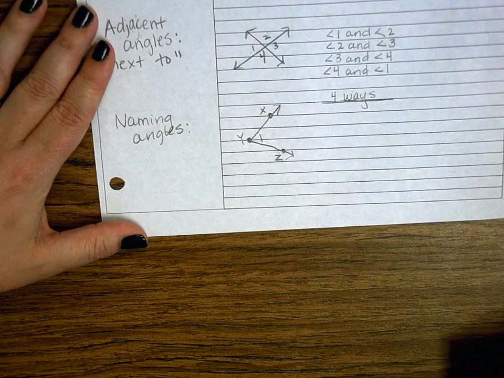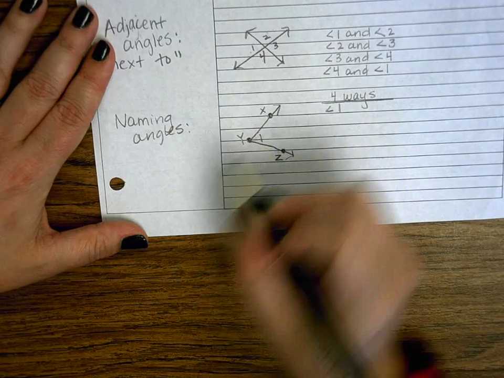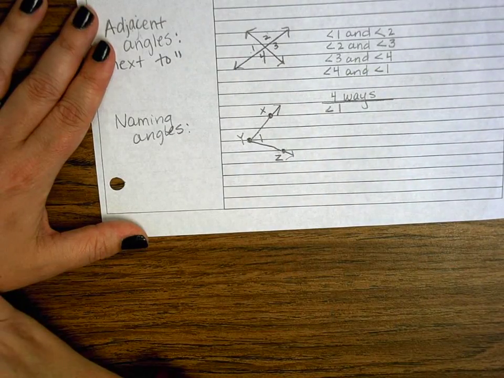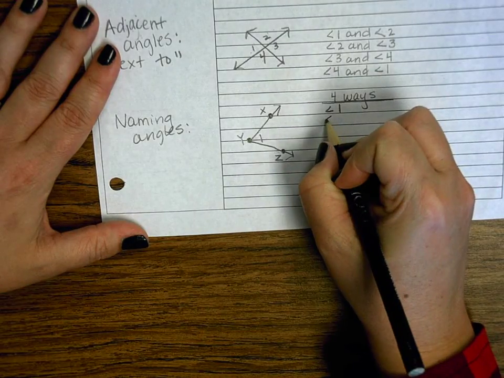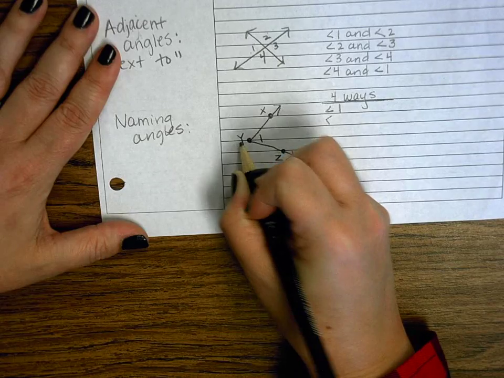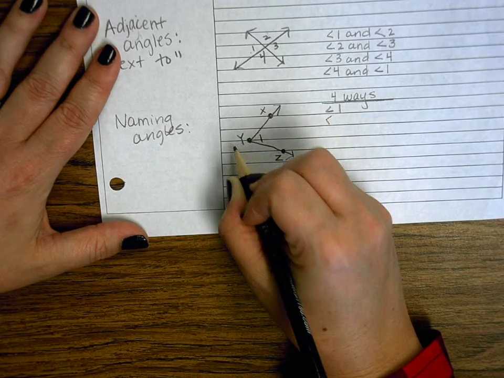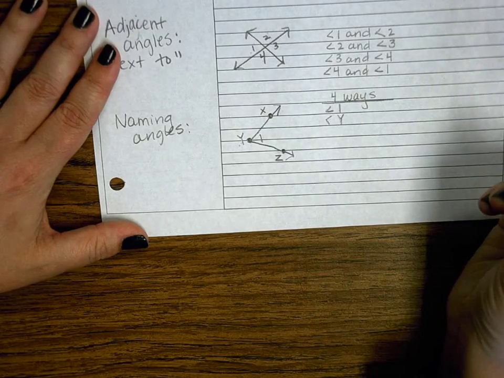The first way is the most obvious one. Angle 1. It's right there. Angle 1. That's what we're talking about. Another name you can use is angle Y. See how there's a Y right here at the vertex? You can name your angle by whatever's at the vertex. So we can call this angle Y.